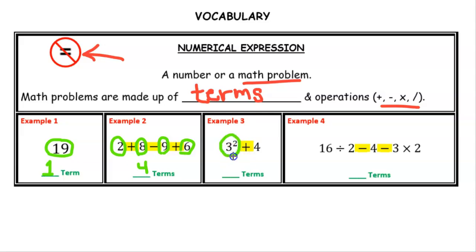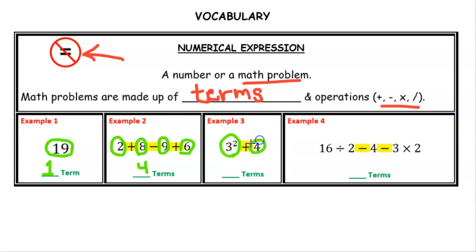So 3 squared is one term. It consists of 2 numbers, a base and an exponent, that together form one term. There's no plus or minus in between these 2 numbers. So it's lumped together as one term, and it is so important you understand to recognize this as a term, even though there's 2 numbers to it.